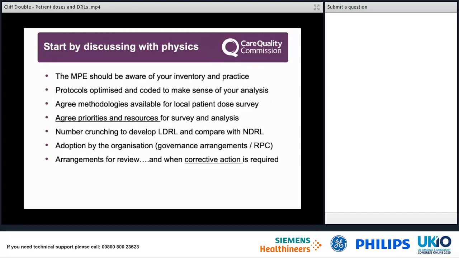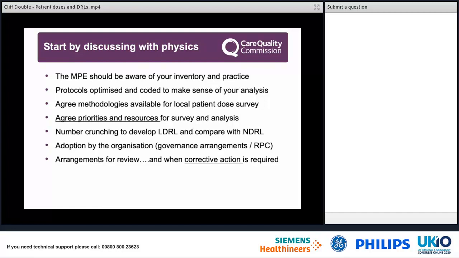So where do we start? Well, you could do worse than starting by having a discussion with your local physics department. Your MPE, your medical physics expert, should be aware of your inventory and your practice. Protocols should be optimised and coded so you can make sense of your dose analysis. You need to agree methodologies available for local patient dose surveys and agree priorities and resources for the survey and the analysis. In other words, you need to know where you start, who's going to do what, and who's going to drive it forward. Of course, once you've got a lot of data, you'll need to crunch the numbers to develop the local DRL and compare with your national DRL.